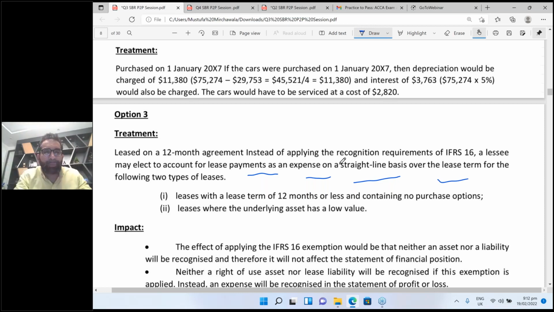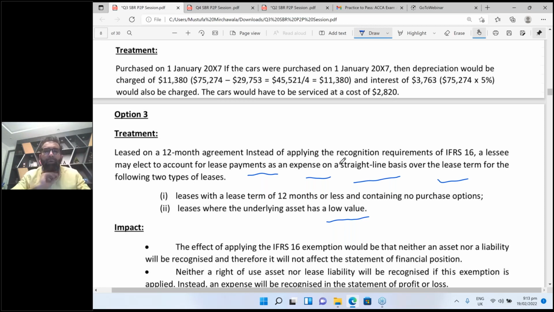These two are the options. Leases with a lease term of 12 months or less and containing no purchase options. And number two, low value asset. Remember, you can also get exemption on low value assets as well. So as in the question, we are not doing anything. In the question, the examiner has asked you to apply exemption in this option 3. So you did apply the exemption.